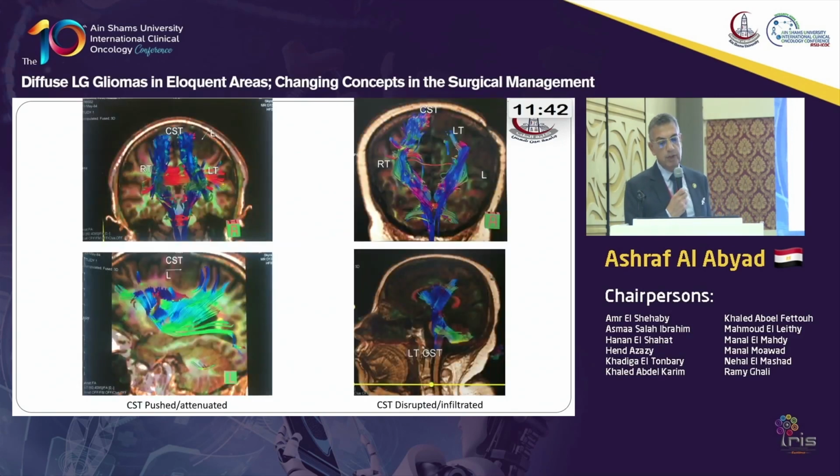This is the difference between attenuation and disruption. As you can see here, on your left-hand side, the corticospinal tract is just pushed by the tumor in this one, in the coronal and sagittal cut, while it was infiltrated on the other image. The corticospinal tract is infiltrated and disrupted by the tumor. Usually, in most of the diffuse low-grade glioma, which is now the adult diffuse low-grade glioma, we see this picture.